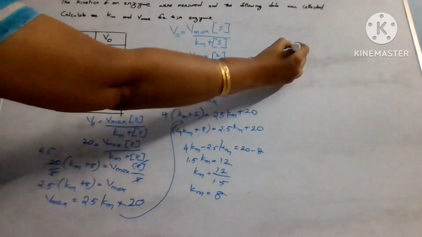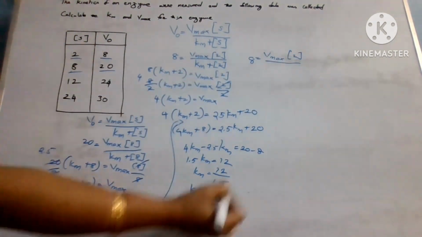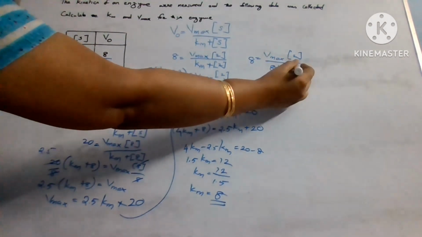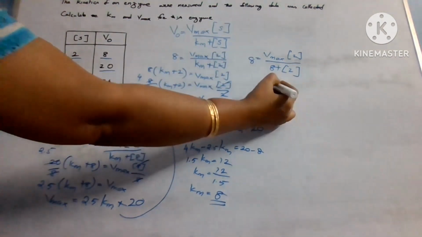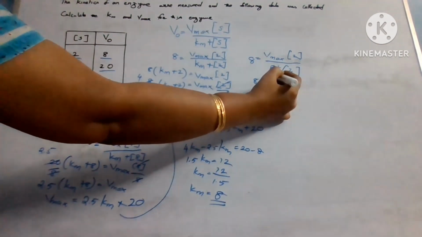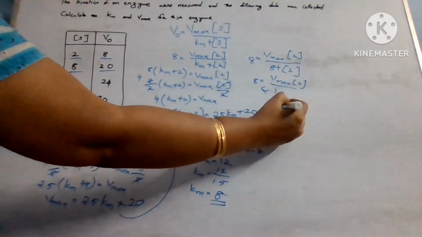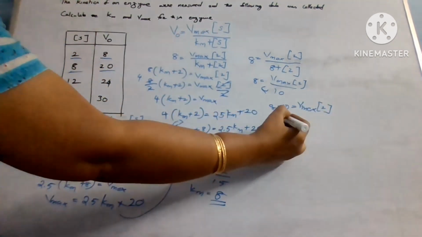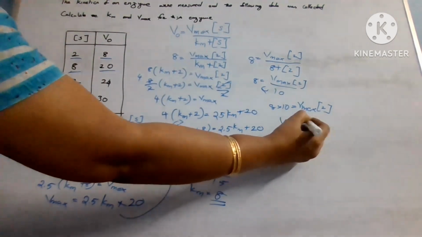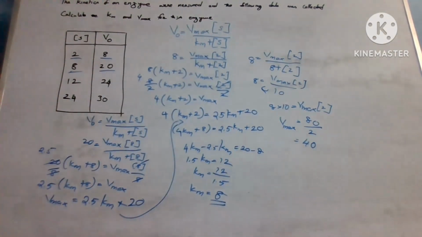Now using this Km value, you can easily find out the Vmax. Okay, 8 is equal to Vmax, substrate concentration is 2, Km you have already got, 8 plus 2. Now let us bring 8 plus 2 towards the left side. 8 plus 2 will become 10. If you multiply 8 into 10, it will become 80. Vmax 2. Now Vmax is equal to 80 by 2, which is 40. So Km is 8, Vmax is 40.